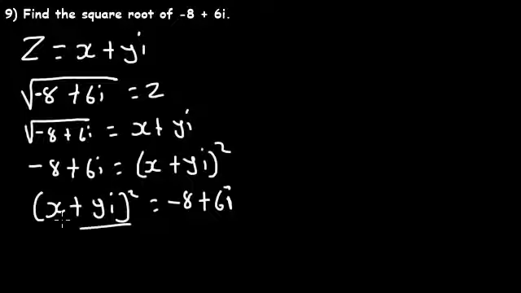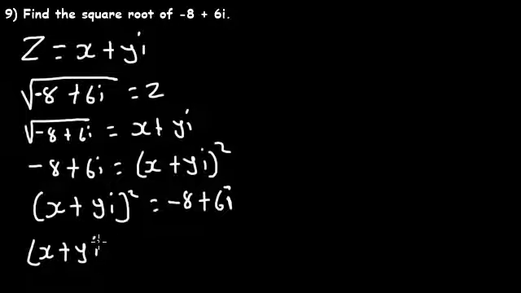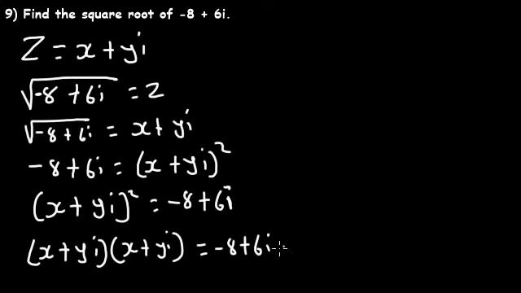Now, let's expand this one. We have (x + yi)(x + yi) equals -8 + 6i. So x times x would be x squared.